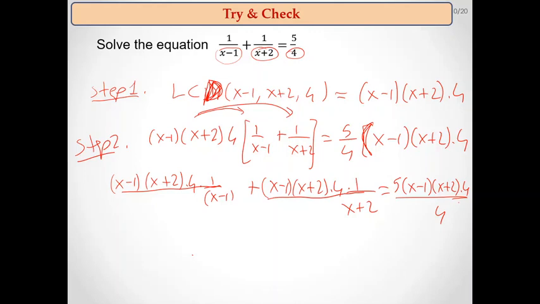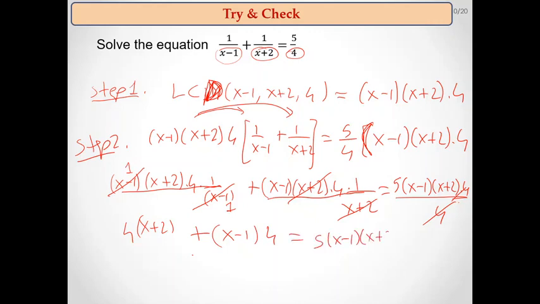So now let's do the cancellations. Now we have x plus 2 times 4. By the way, they don't make 0, they make 1, but dividing and multiplying with 1 doesn't change the result, so we don't pay attention to it. Then we expand.